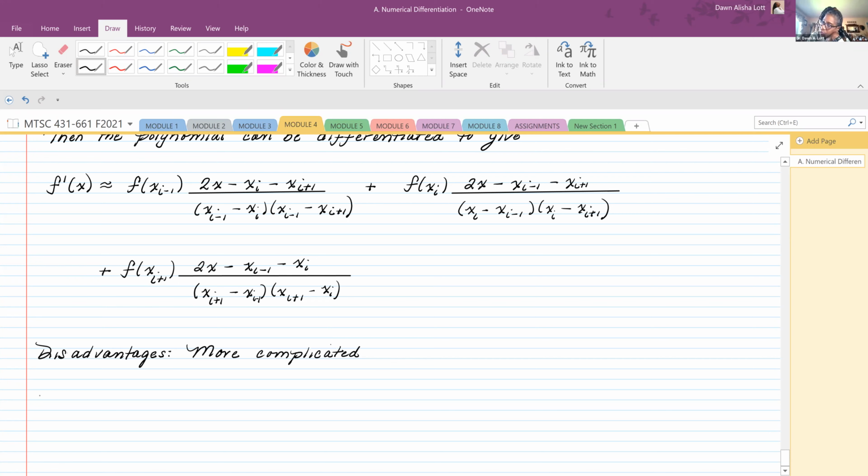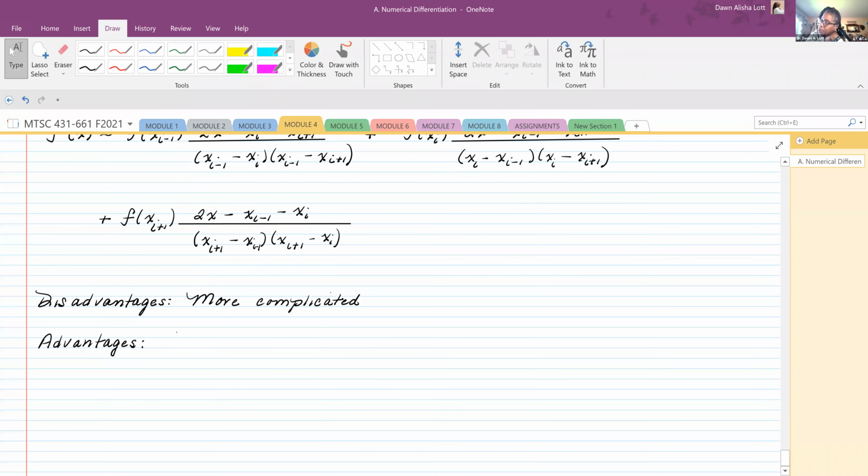But the advantages, and there are several. You can estimate. So the first one is you can estimate f prime of x for any interval x_{i-1} to x_{i+1}.